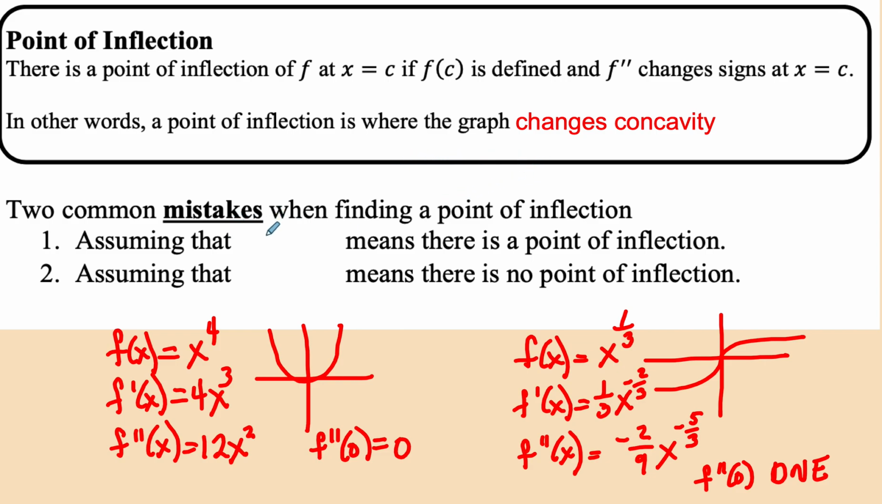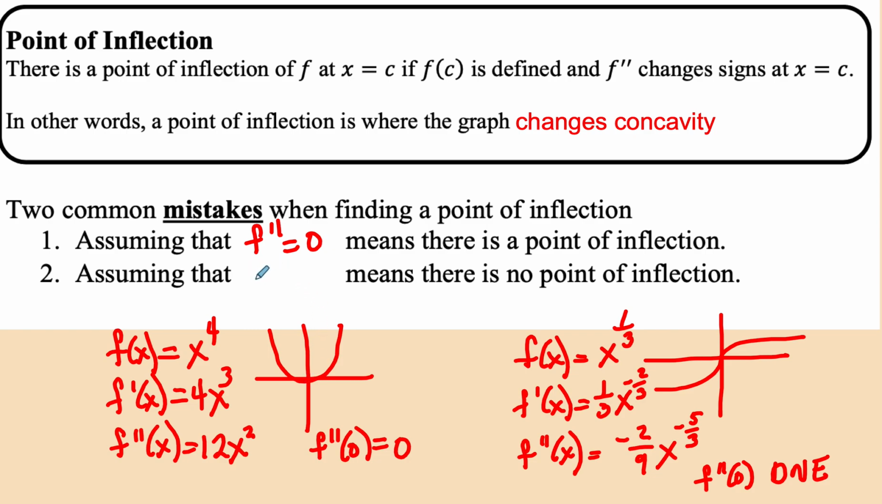Here are two common mistakes that students make. The first is assuming that the second derivative equal to 0 means you have a point of inflection. Let's take a look at this graph. f of x equals x to the 4th looks like this. If I take the first derivative, it looks like this. If I take the second derivative, we have 12x squared. If I put 0 into the second derivative, I get 0. But the fact that the second derivative is 0 doesn't guarantee I have a point of inflection.